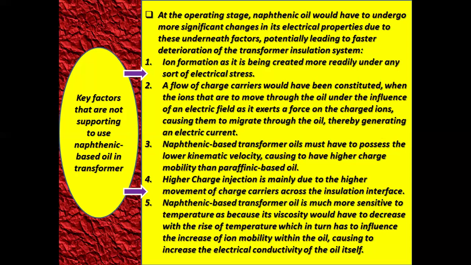Key factors that do not support the use of naphthenic based oil in transformers. At the operating stage, naphthenic oil undergoes more significant changes in its electrical properties due to these underneath factors, potentially leading to faster deterioration of the transformer insulation system. 1. Ion formation, as it is created more readily under any sort of electrical stress, in the case of naphthenic based transformer oil.